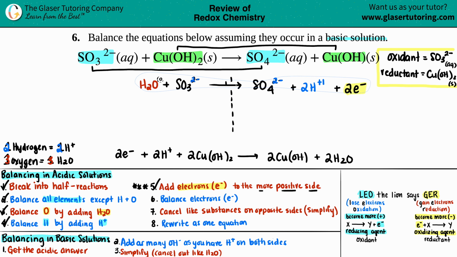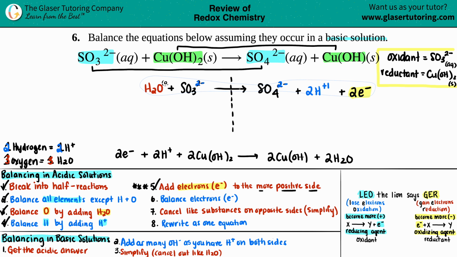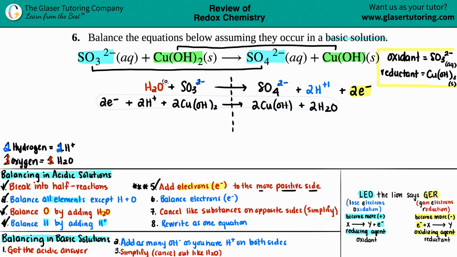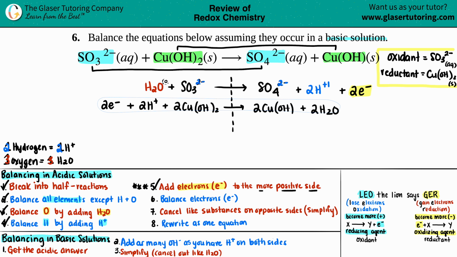So I'm just going to bring this back up. This looked like it was right there. And then this is going up here. Beautiful. All right. So now, since we have 2 electrons on both sides, I'm going to say that number 6 is done. We're almost at the end of acidic solutions.